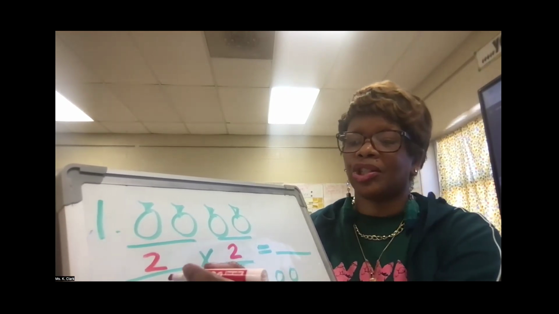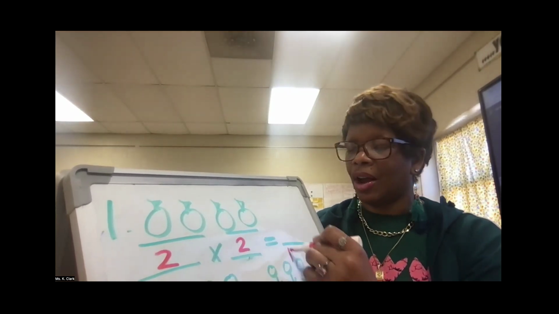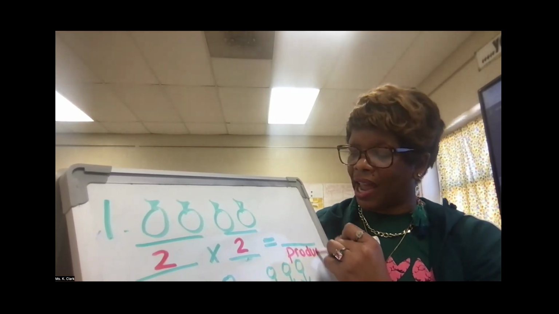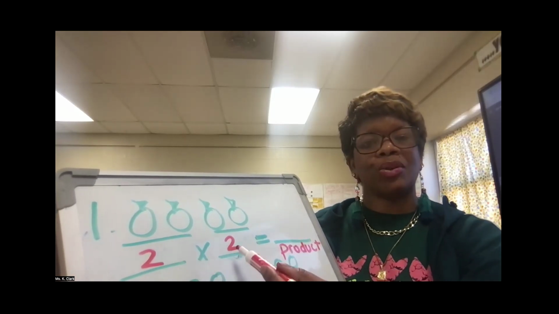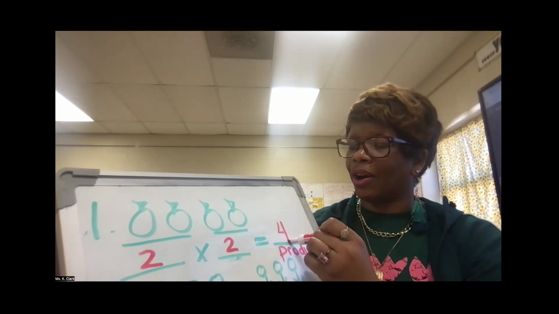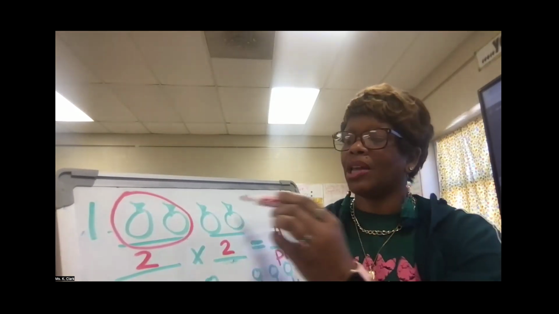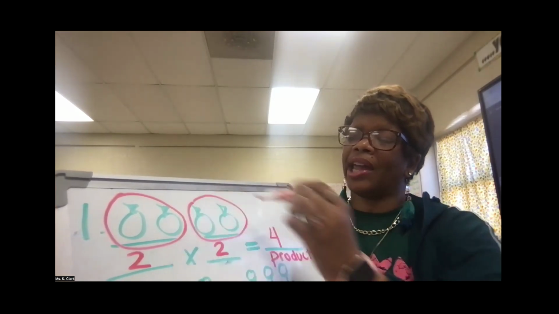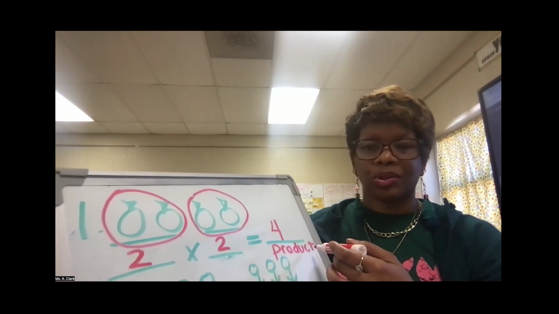Remember, we talked about these two numbers are factors. And when we multiply these two factors together, we get a product. That is the answer to our multiplication problem. So 2 times 2 will equal 4. I can count. These are Jane's apples. She had 2 apples. These are my apples. I had 2 apples. You multiply 2 times 2, it equals 4.